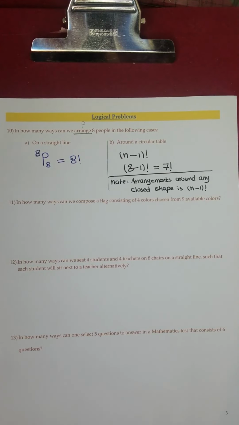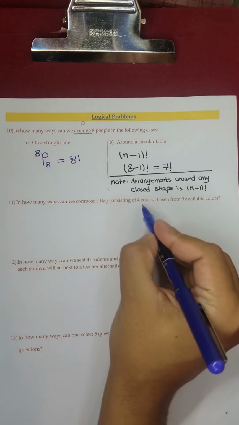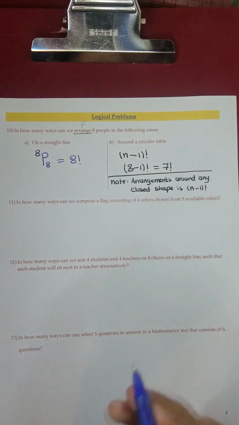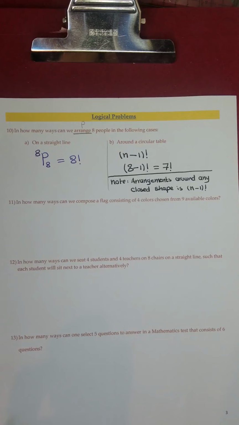Question 11. In how many ways can we compose a flag consisting of 4 colors chosen from 9 available colors? Okay, how many colors do you have? 9 colors. You want to choose 4 colors. Do you want to choose them and throw them? No, you want to choose them and arrange them. Usually in flags, you don't have repeated colors. So we will say that here repetition is not allowed.